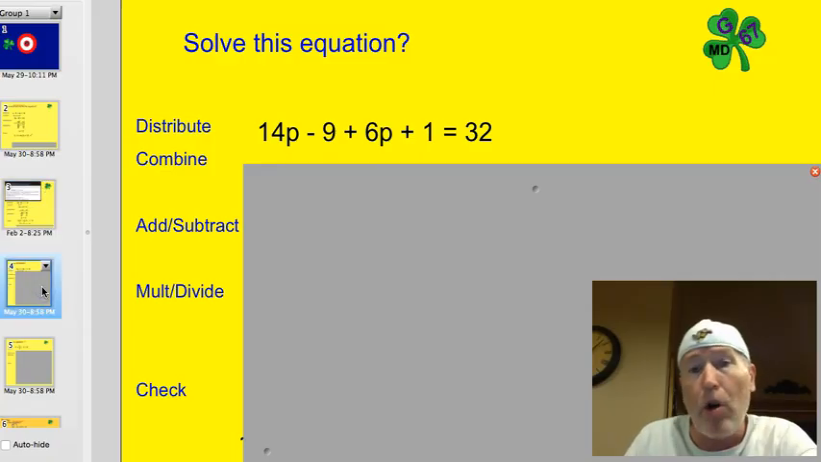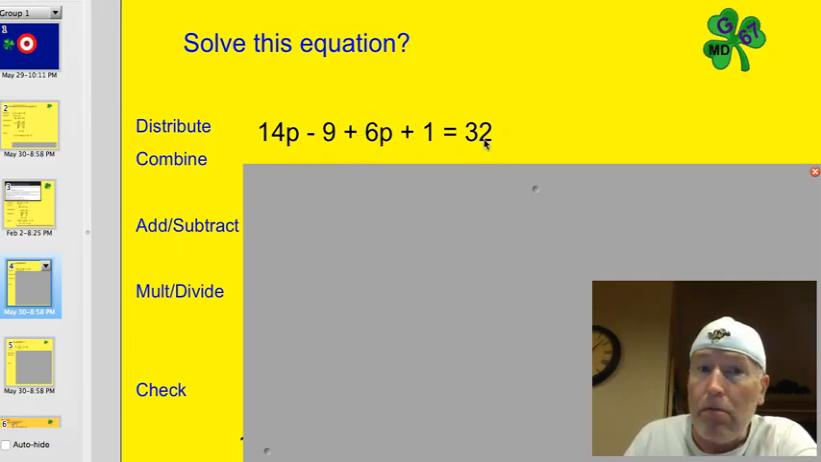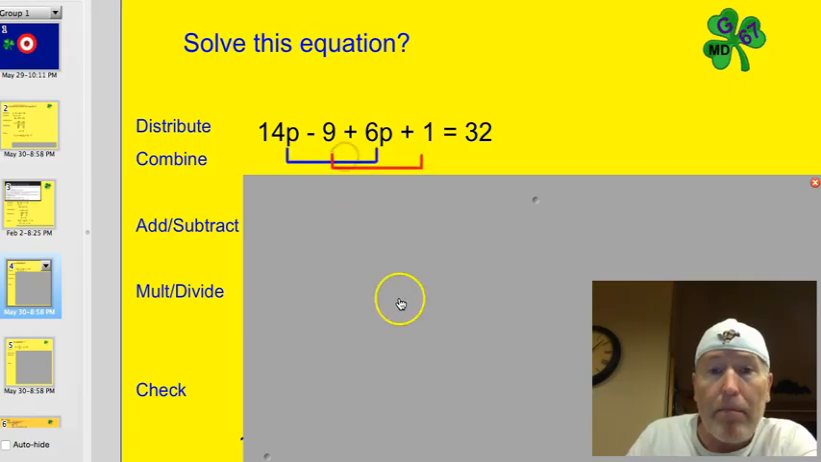Let's do a couple more, I'm going to go a little bit faster with you. We have 14p minus 9 plus 6p plus 1 equals 32. Can you see a couple of different areas where we can combine things? I can. Take a look at them.